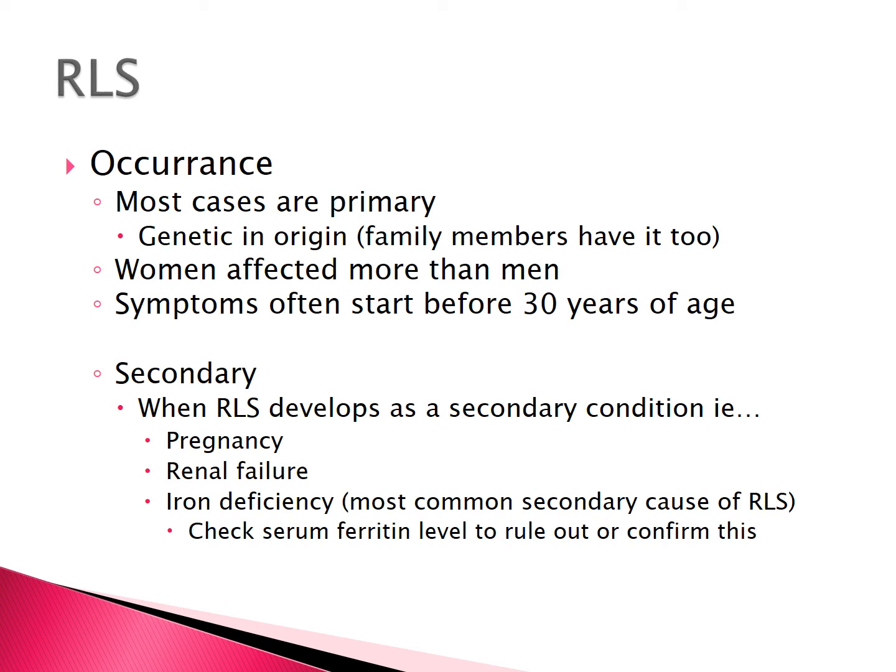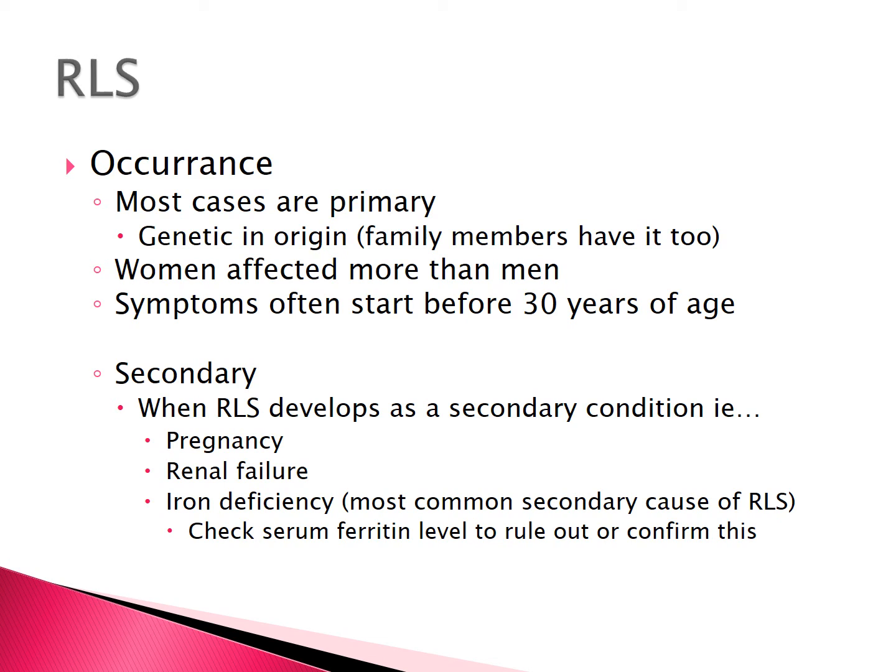The occurrence of restless leg syndrome: most cases are primary, meaning genetic in origin, so other family members have it too. Women are more affected than men, and symptoms often start before 30 years of age. And then remember, this increases with each decade of life, so it only gets worse from there.